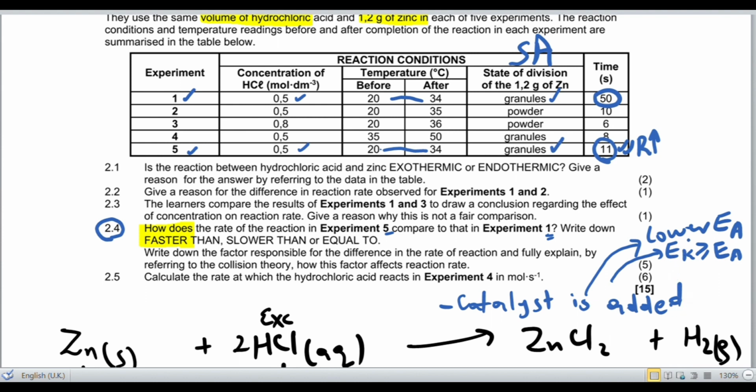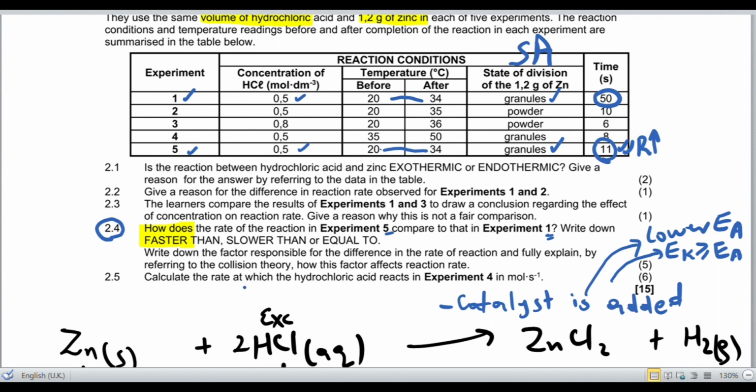Xa u-adde i-catalyst, you are lowering the activation energy. Sitsho zibe nintsi particles with kinetic energy greater than activation energy. Therefore, the rate of reaction in experiment 5 is higher than the rate of reaction in experiment 1. So sigqibile, let's do this one.